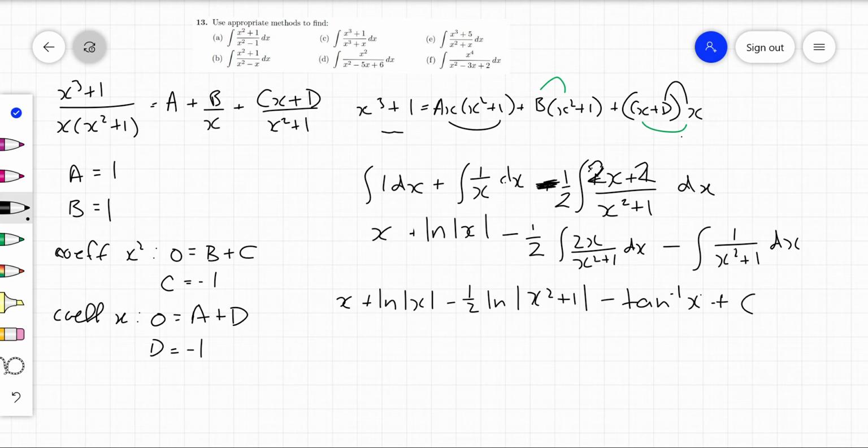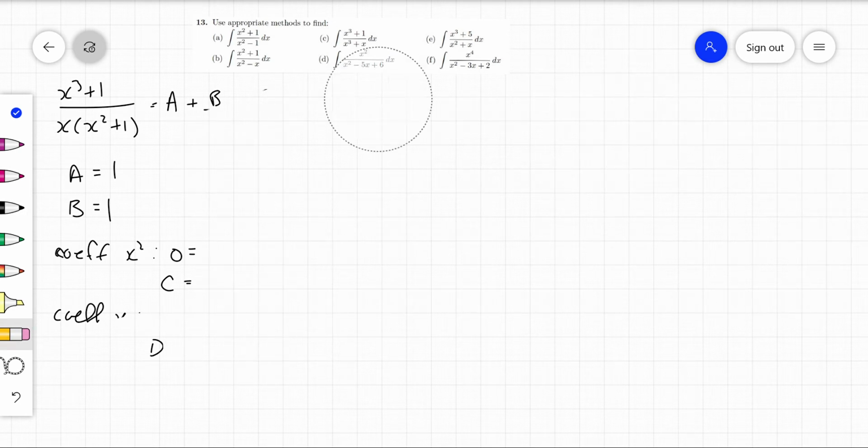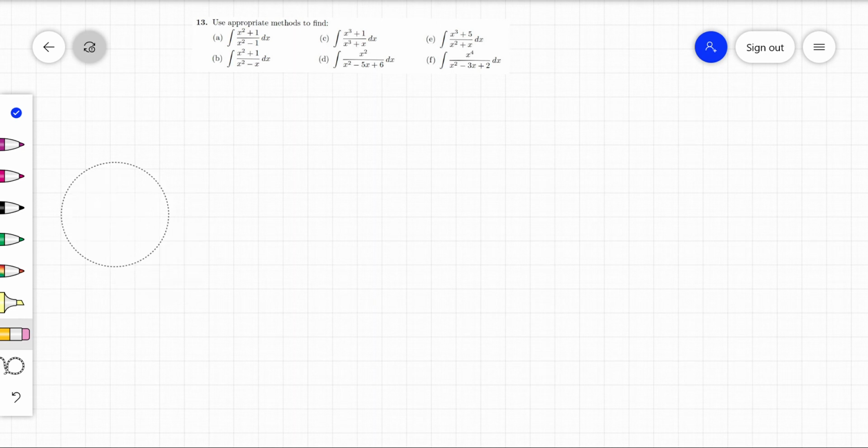Alright, so that leaves us with D, E, and F. So let's have a look at D. Let's clear all that. So for D, let's have a look. We have to factorise the bottom. So we've got x minus 2, x minus 3 will give us positive 6, yep, and a minus 5x.